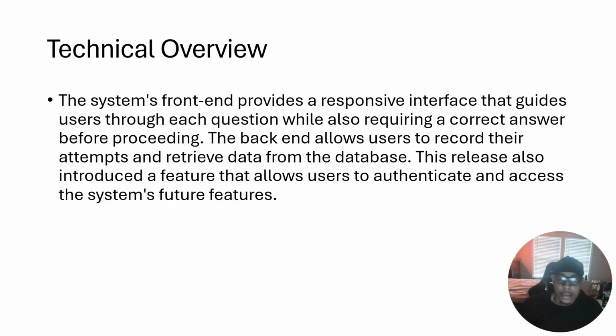On this slide, I will be talking about the technical overview of our Sprint 4. The system's front end provides a responsive interface that guides users through each question while also requiring a correct answer before processing or proceeding. The back end allows users to record their attempts and retrieve data from the database. This release also introduced a feature that allows users to authenticate and access the system's future features.